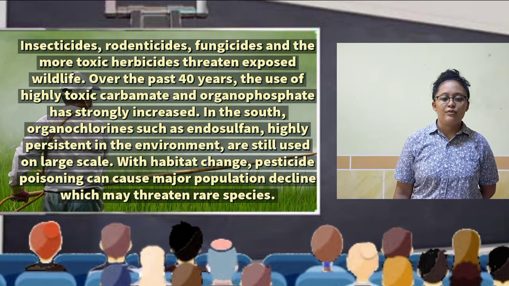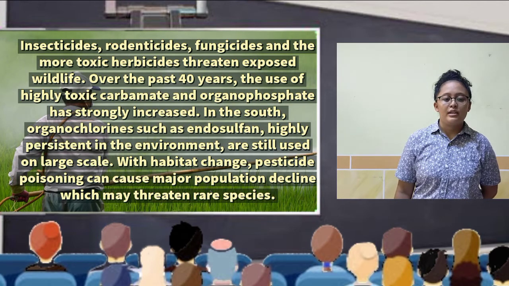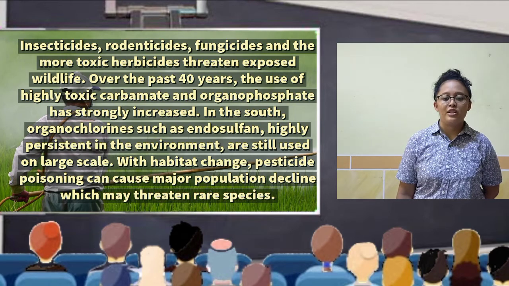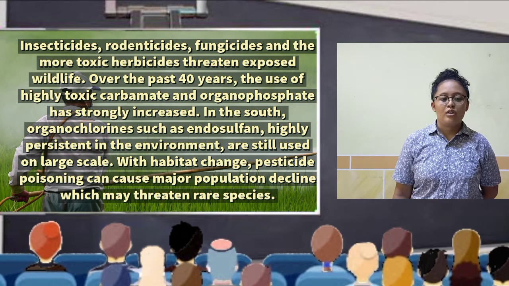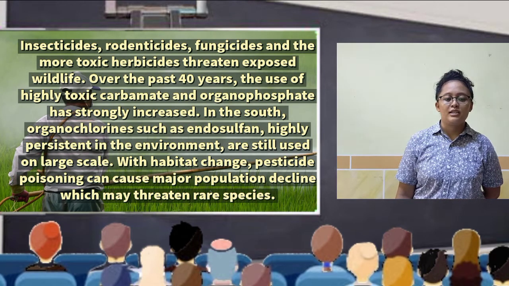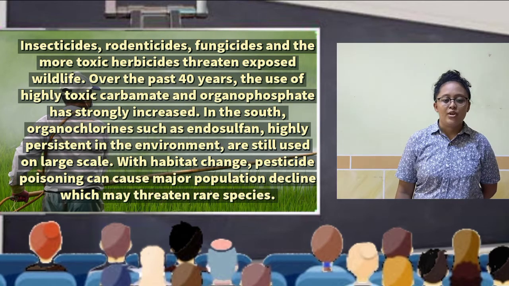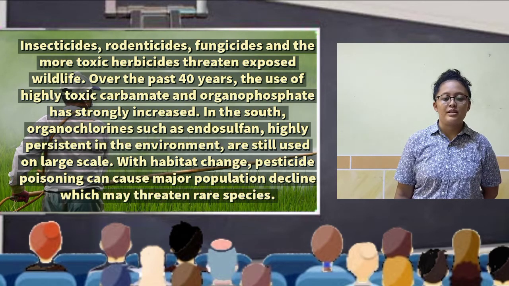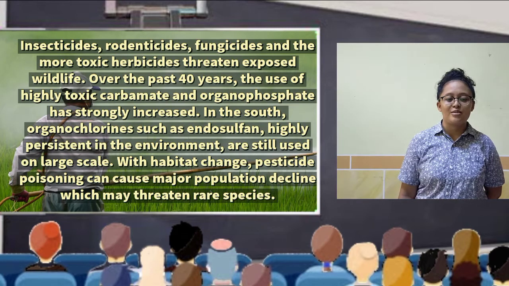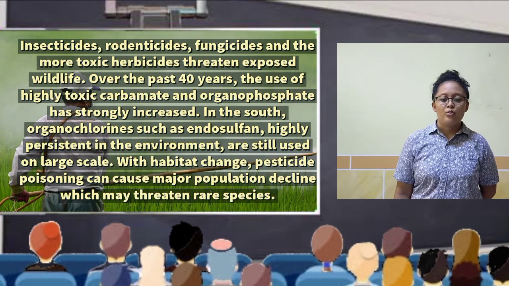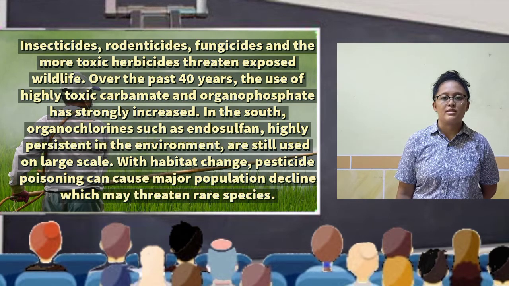Over the past 40 years, the use of highly toxic carbamate and organophosphate has strongly increased. In the south, organochlorines such as endosulfan, highly persistent in the environment, are still used on a large scale. With habitat change, pesticide poisoning can cause major population decline, which may threaten rare species.